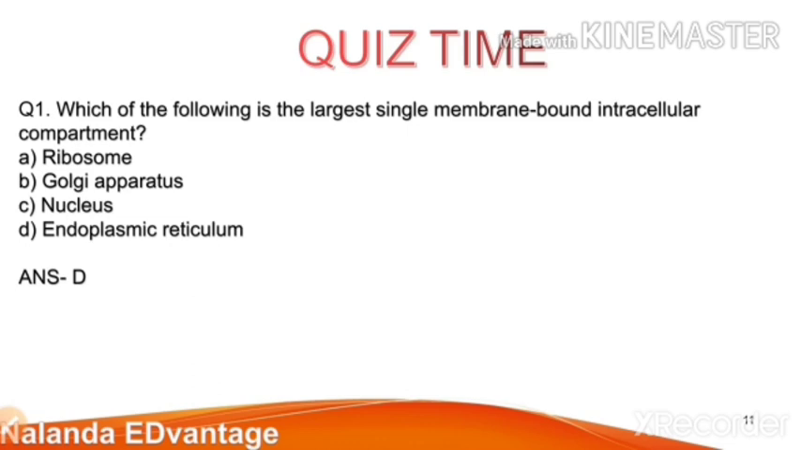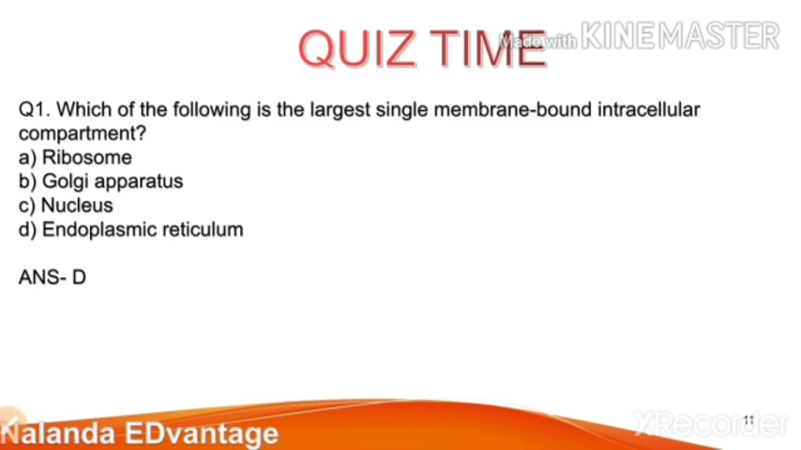This is the quiz time, so let's take the first question. Which of the following is the largest single membrane bound intracellular compartment? Is it ribosome, Golgi apparatus, nucleus or endoplasmic reticulum? So the answer is D. Endoplasmic reticulum is a network of closed and flattened single membrane bound intracellular structures, and this ER lumen is a closed compartment between ER membranes which are physiologically active.